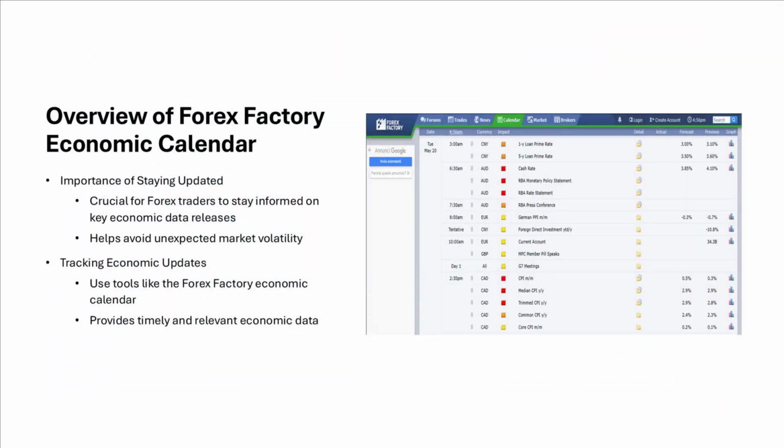Let's start with Forex Factory Economic Calendar. As Forex traders, it is crucial to stay updated on key economic data releases to avoid being caught off guard by unexpected market volatility. So, how do we keep track of these economic updates? With a tool like the Forex Factory Economic Calendar here.